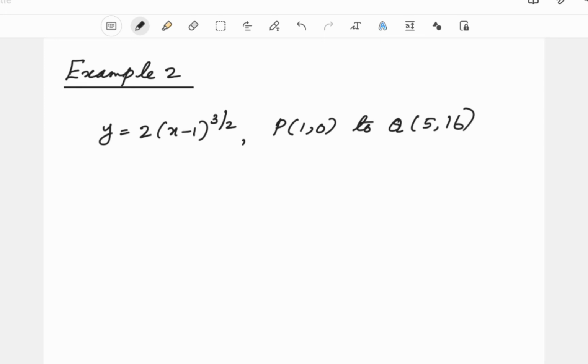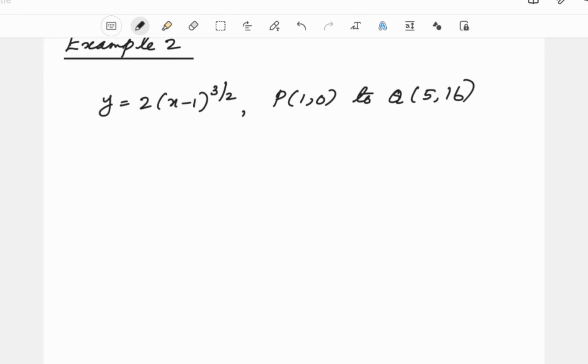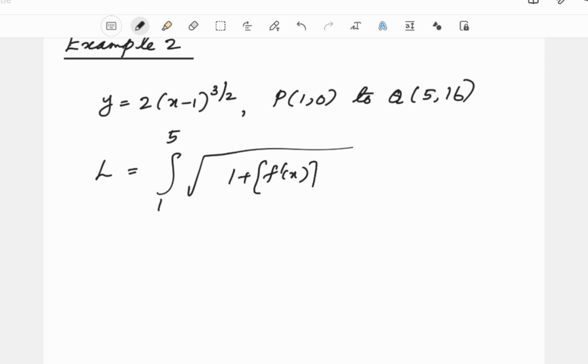So here we need to find the arc length from 1 to 5. Since here we are going to integrate this with respect to x, we need to find the x limits, and here x values vary from 1 to 5. And if we are doing this with respect to y, then we consider the y values. So the formula for finding the length is L is equal to integral 1 to 5 root of 1 plus (f dash of x) the whole square dx.